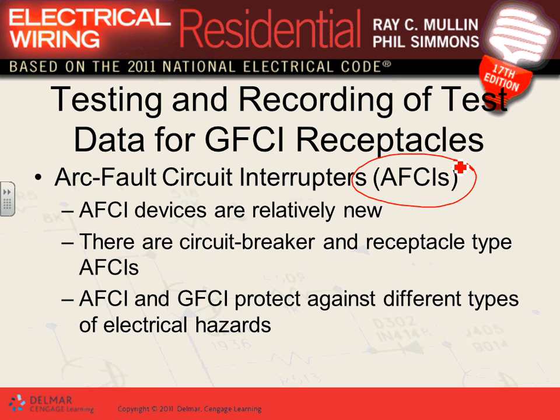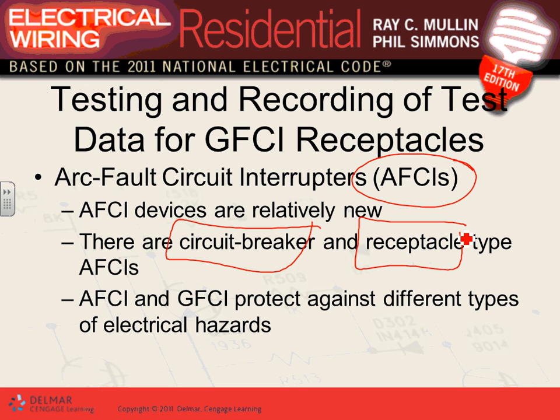Right now, most of them are circuit breakers. You can also have receptacles. In the 2011 NEC code book, AFCI protection is required in every location in a dwelling that does not have GFCI. Did you guys hear me? Every location in a dwelling that does not have a GFCI. For example, it's not required in the kitchen. They're changing that in 2014. Now it's going to be required in the kitchen.